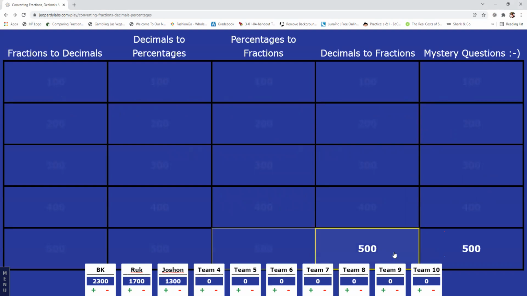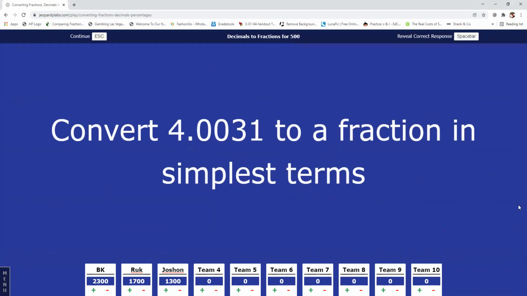Okay, decimals to fractions for 500. Convert 4.0031 to a fraction in simplest form.